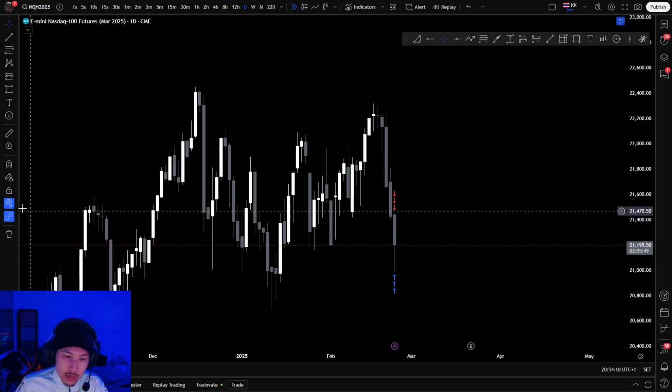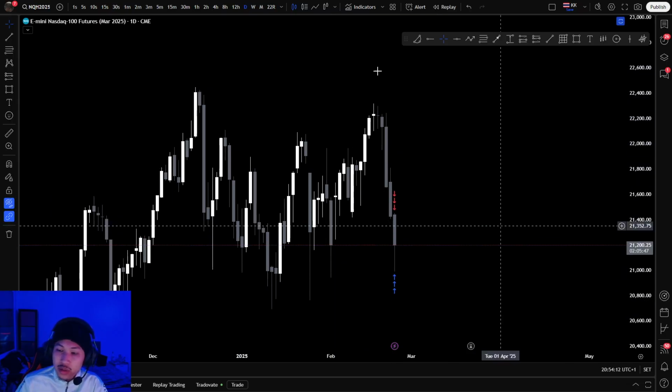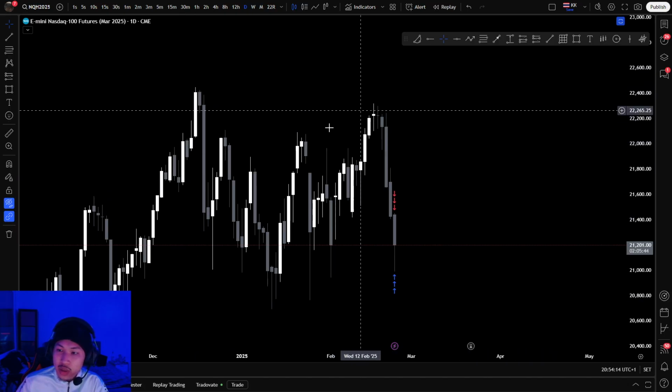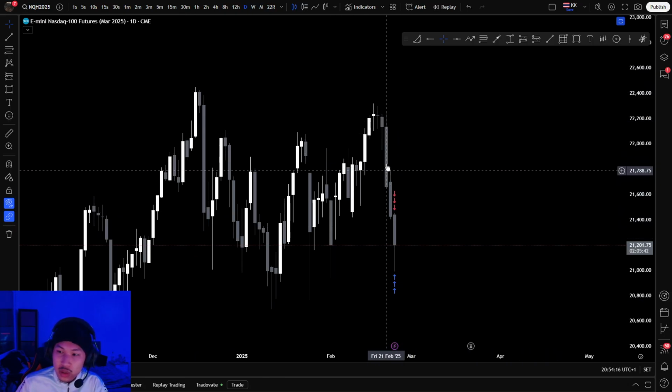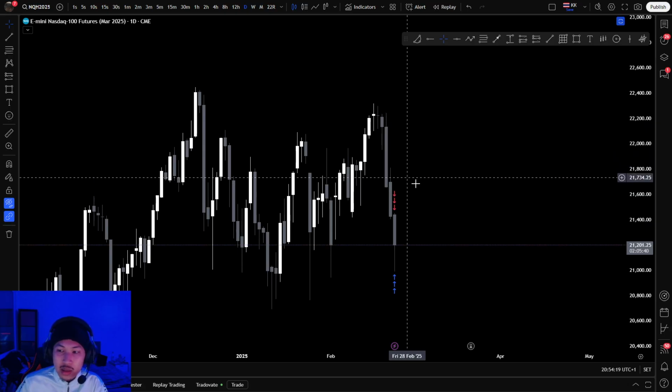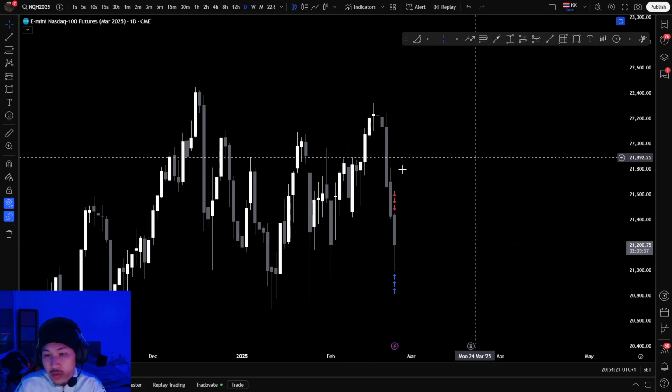So let's get it. Here on the chart we see we're still having a heavy drop. We got huge engulfing candles here, so why not dropping even further?